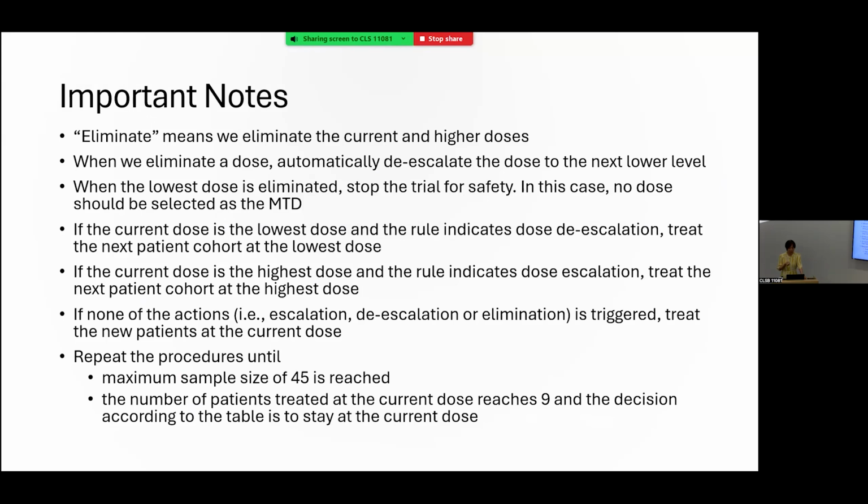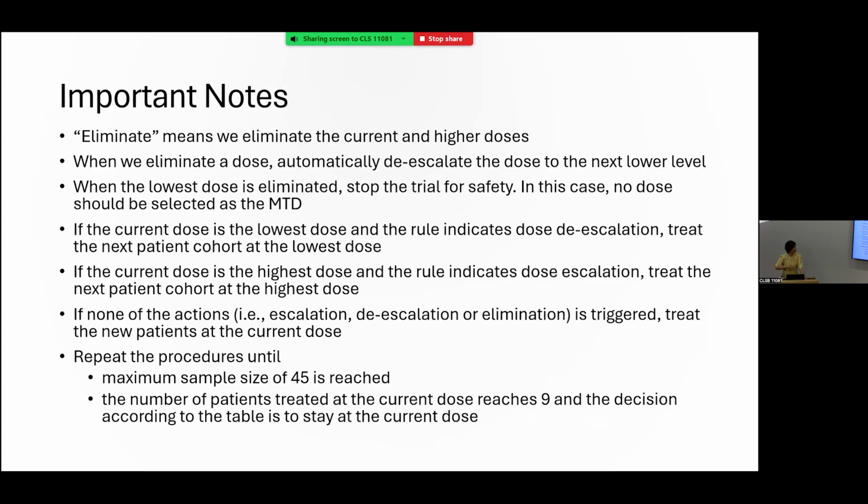If the current dose is the lowest dose already, and the rule indicates dose de-escalation, we have nowhere to de-escalate. So we need to treat the new patient cohort at this dose level. If the current dose is already the highest dose, and the rule indicates dose escalation, we have nowhere to escalate, so we treat the new patient cohort at the highest dose. If none of the actions, escalation, de-escalation, elimination, is triggered, that means stay. So we treat the new patient cohort at the current dose level.